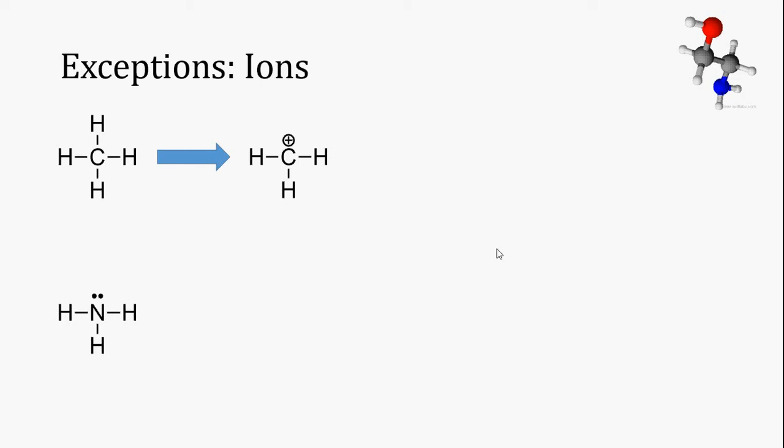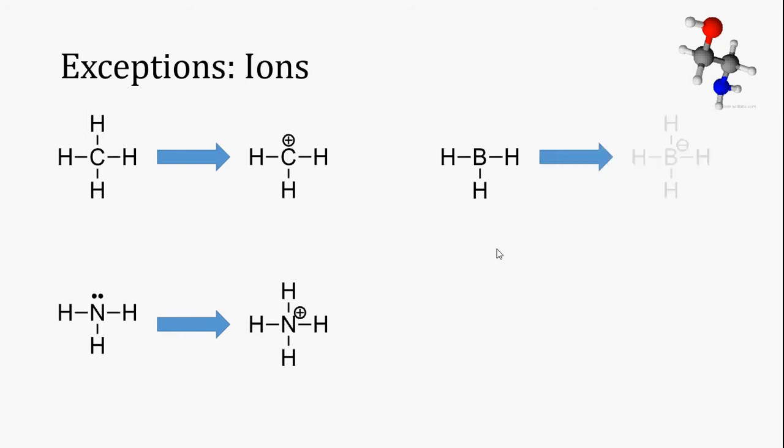If you take the lone pair from ammonia and replace it with another bond, you get the ammonium cation, which is tetravalent. If you add another bond to hydrogen to borane, you get the borohydride anion, which also is tetravalent. Finally, if you take one of the hydrogen atoms away from water and convert the covalent bond into a lone pair, you get the hydroxide anion, which is univalent.